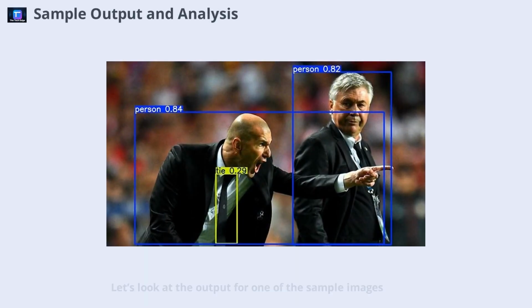Let's look at the output for one of the sample images. The model detects multiple people and objects, drawing bounding boxes and saving the results. The CSV file lists each detection with its class ID and coordinates. This structured output allows you to visualize detections, track objects, and even compare results between different models or images. It's a practical way to validate and refine your object detection pipeline.